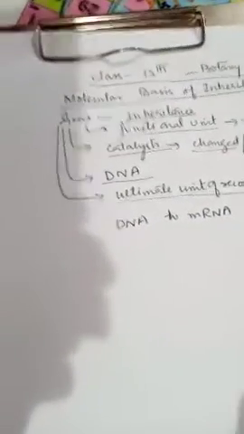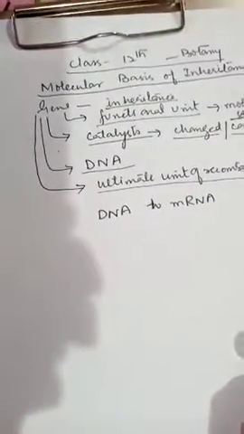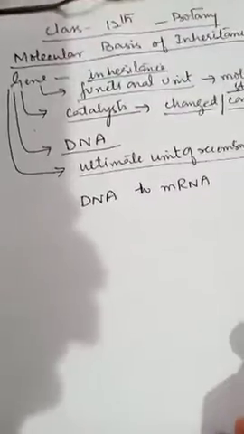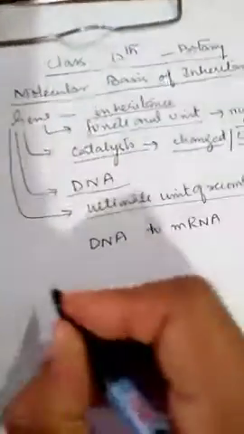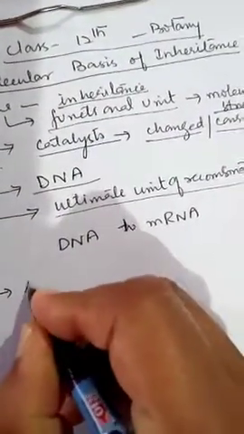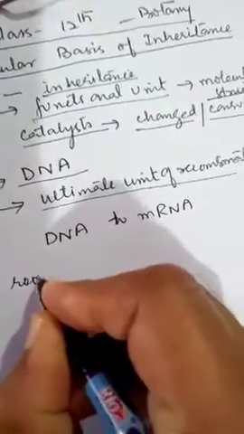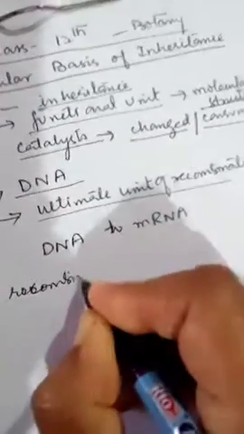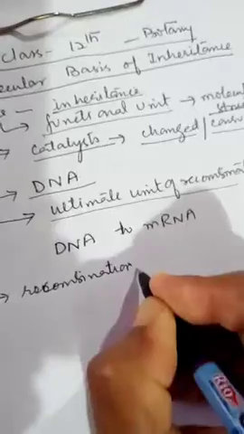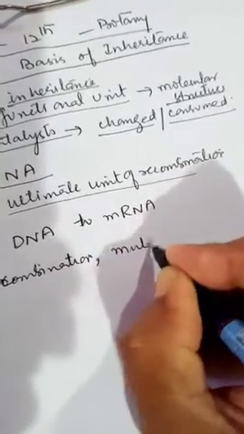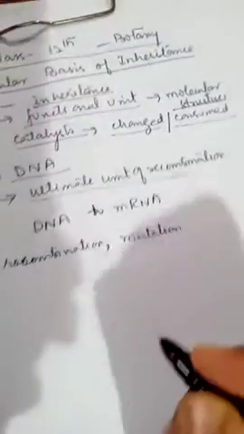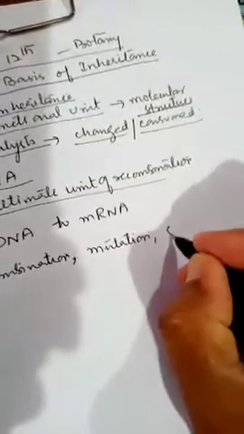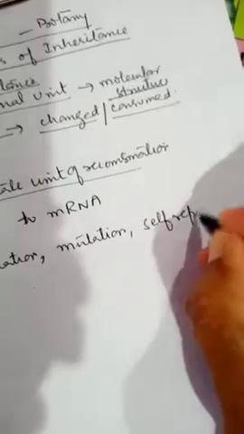Now if we have to define this gene from all these points I have explained above, this gene can be defined as the unit of recombination. This gene can be defined as a unit of mutation. This gene can be defined as a unit of self reproduction.